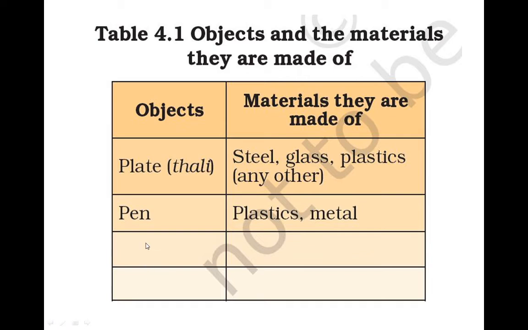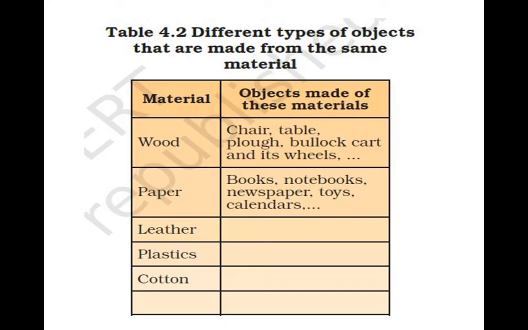So object, again write here spoon. For example, spoon. Which materials can I use to make a spoon? Maybe of wood. Wooden spoons are also there. Plastic spoons are also there, and steel. So third completed. Then I can write here bottle. Bottle is an object. Maybe my bottle is of steel, maybe of plastic. Correct? So like that, just check your table 4.1.